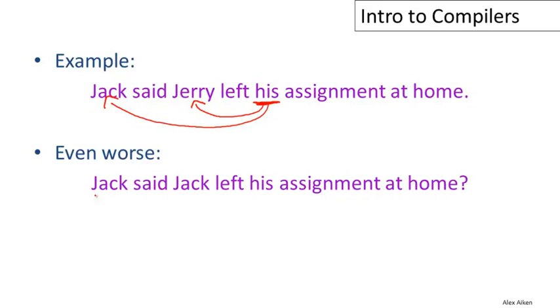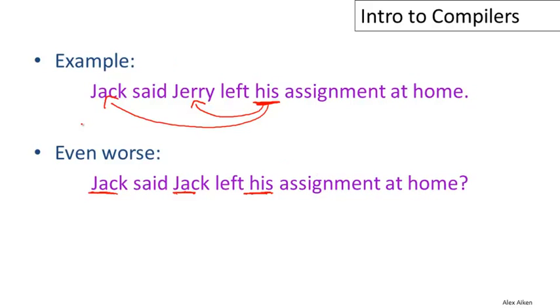And even worse, let's take a look at this sentence down here. Jack said Jack left his assignment at home. And the question is, how many people are actually involved in this sentence? It could be as many as 3. There could be 2 separate Jacks, and his could even refer to somebody completely different. We don't know, without seeing the rest of the story that surrounds this sentence, all the possibilities for his. But it could also be as few as only a single person. It could be that Jack and his are all the same person in this sentence. And so this kind of ambiguity is a real problem in semantic analysis.